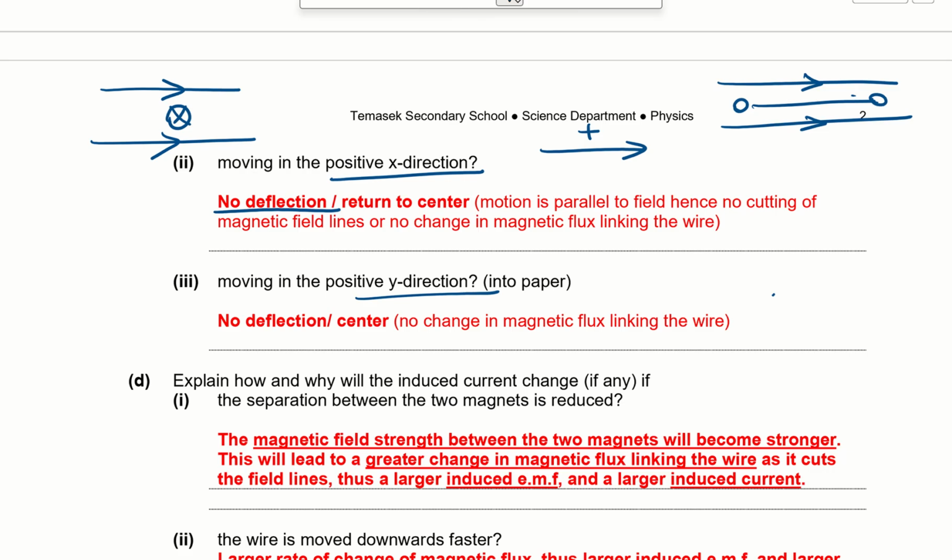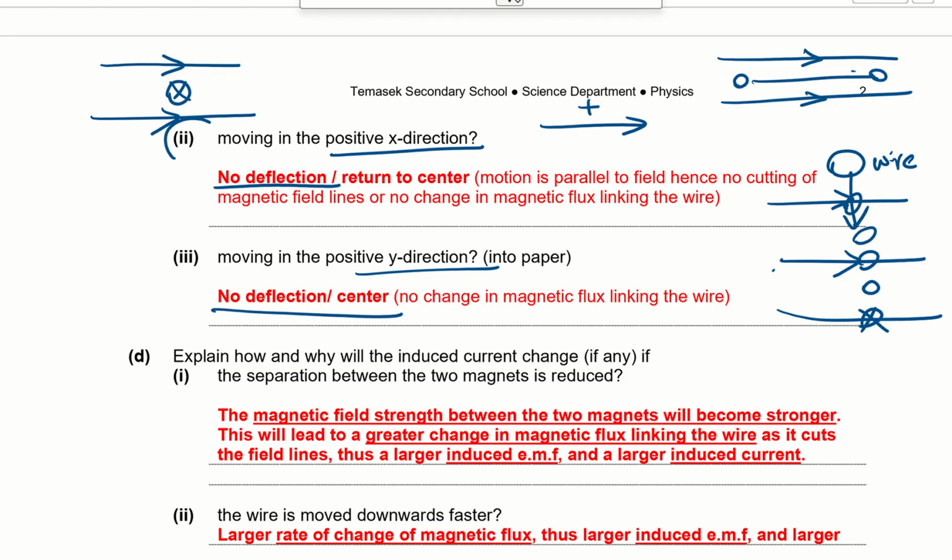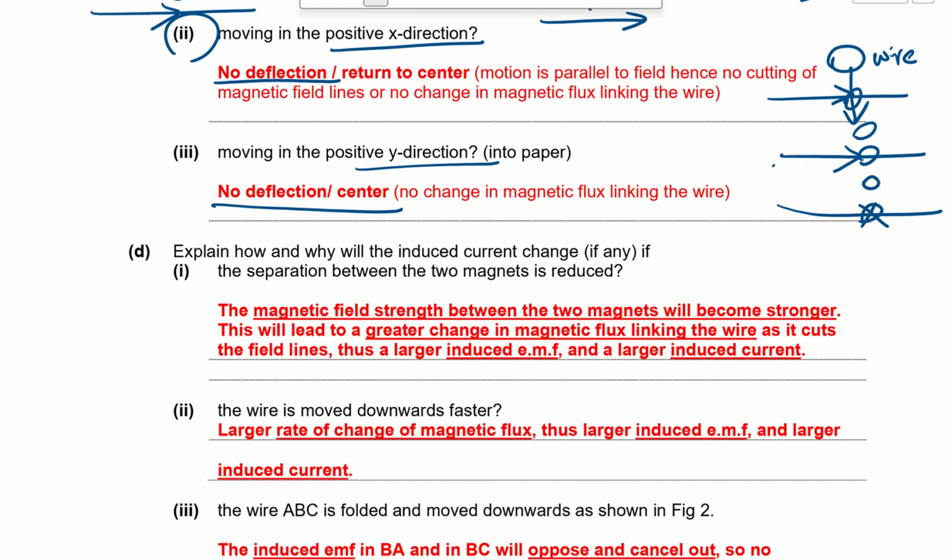So again, there's no cutting, so again, there's no deflection. So it must really cut. What happens just now when there is an induced current is when my wire is going in downwards. It cuts here, there's no cut, cuts here, no cut again, cuts again, right? So there is always a rate of change of magnetic flux. Therefore, there will be induced EMF. But for part 1 and part 2, there's no change.